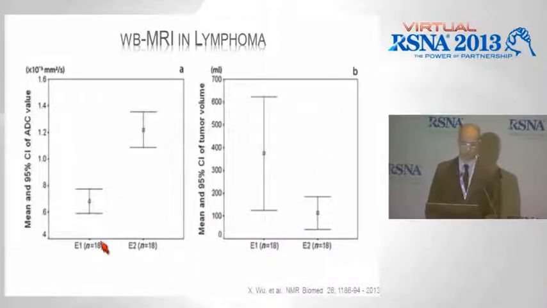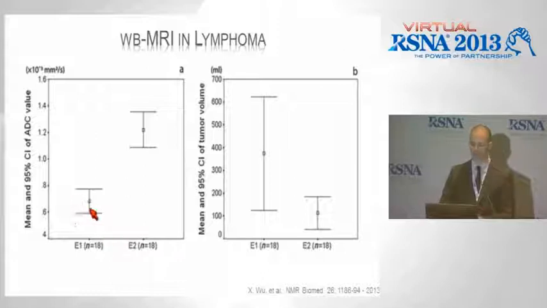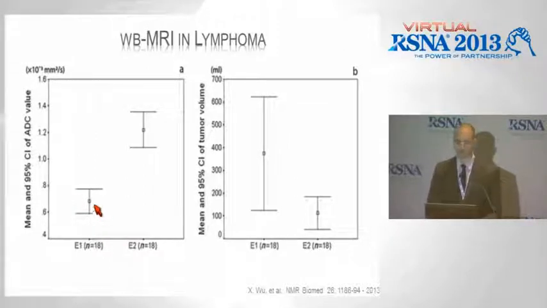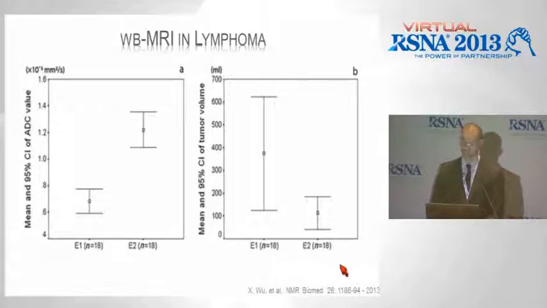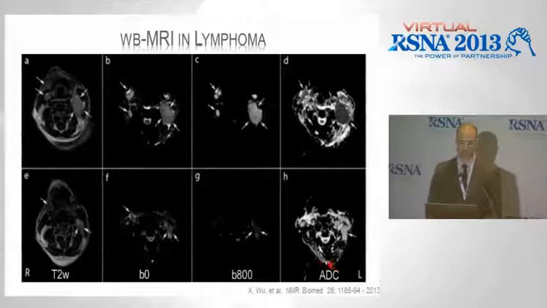And if you look at the ADC measurements, you can see that initial imaging here, you have low ADC values, again meaning high cellularity, and after treatment you have a higher ADC, meaning you have the loss of cellularity, possibly due to response to therapy, and that went well with the tumor volume that initially was quite high, and then went down on post-therapy imaging.